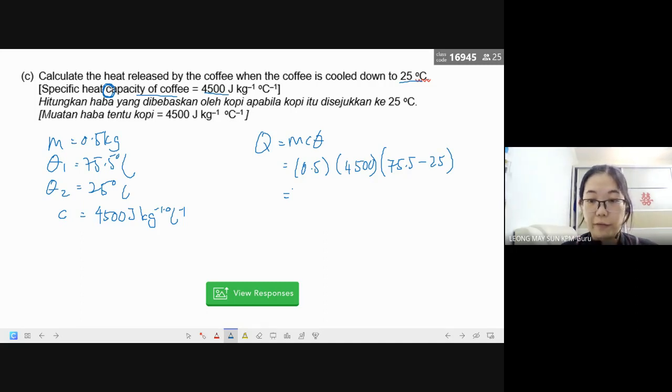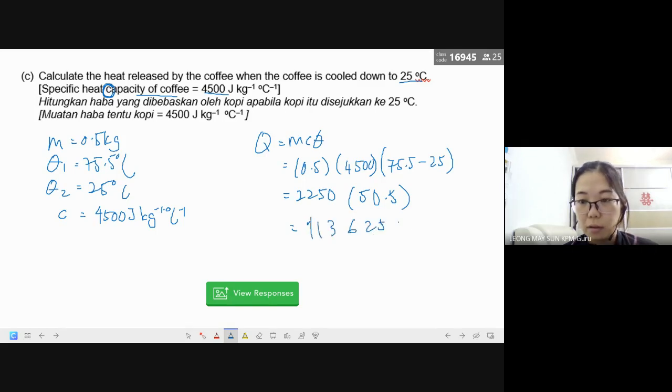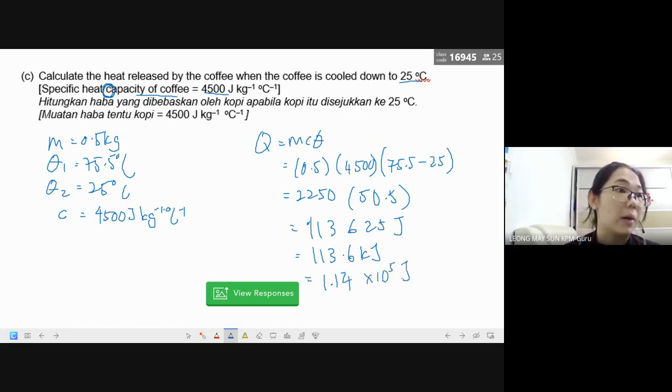So that is 0.5 times 4500. So I have 2250 multiplied by 75.5 minus 25. So that is 50.5. Now you know why I always don't jump step. 2250 times 50.5. So the answer is 113625 joule. Alright, I can simplify my answer to be 113.6 kilojoule. I can also write the answer as 1.14 times 10 to the power of 5 joules. Whichever answer I will still accept.